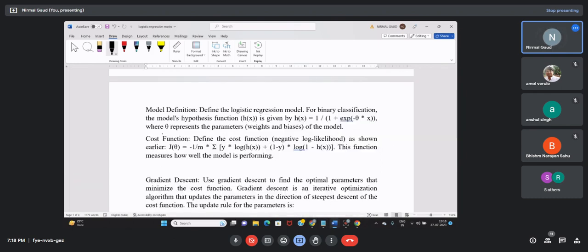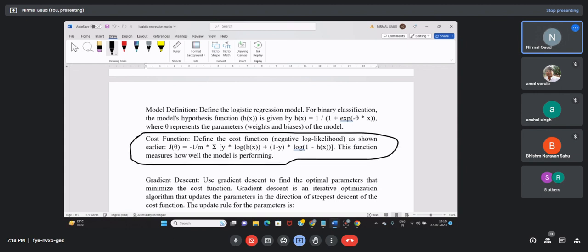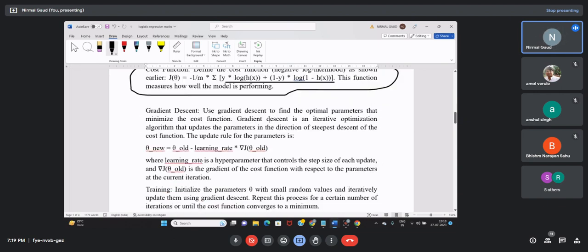They told us that my cost function is this. Now you very well know how to derive this: negative log likelihood. This is your likelihood, this is your negative, and obviously you have taken the log, so it's a negative log likelihood. I need to calculate the gradient descent, ultimately to achieve the global minima, to find the optimal parameter that minimizes the cost function. Gradient descent is an iterative optimization technique; continuously it's going to work iteratively.